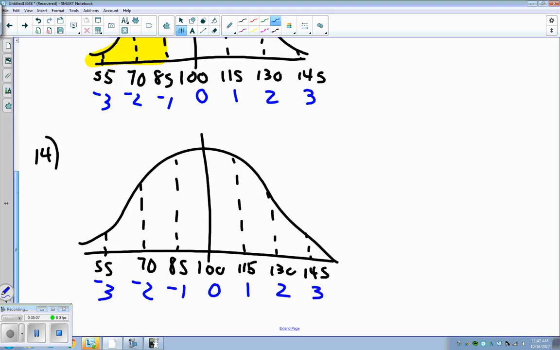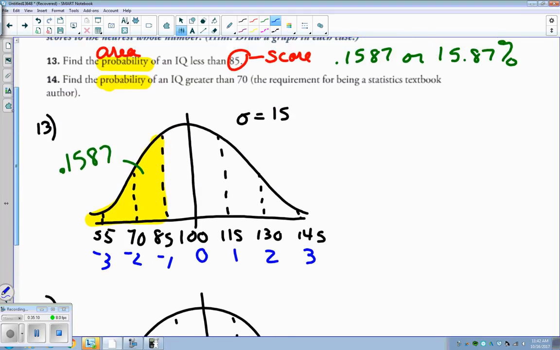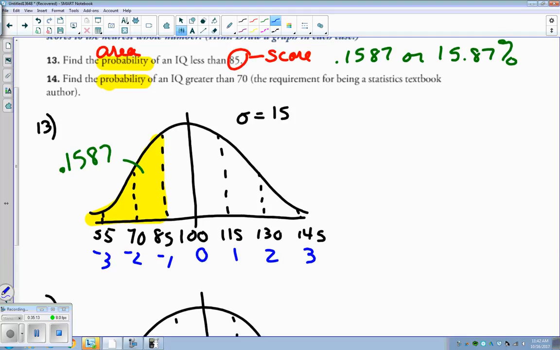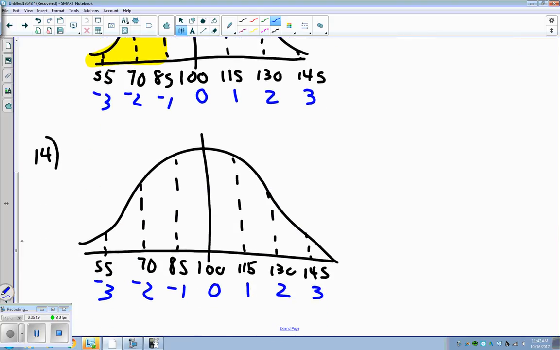Okay, so my problem says I want to find the probability, which we know is the area under the curve, for an IQ greater than 70. So for an IQ greater than 70, I'm going to come to 70 and I'm going to shade to the right because that's bigger. Okay? So what do you know? As soon as I shade this area, what comes to mind? Is the area going to be less than 50% or greater than 50%? Yeah, much greater than 50%. I can see that.